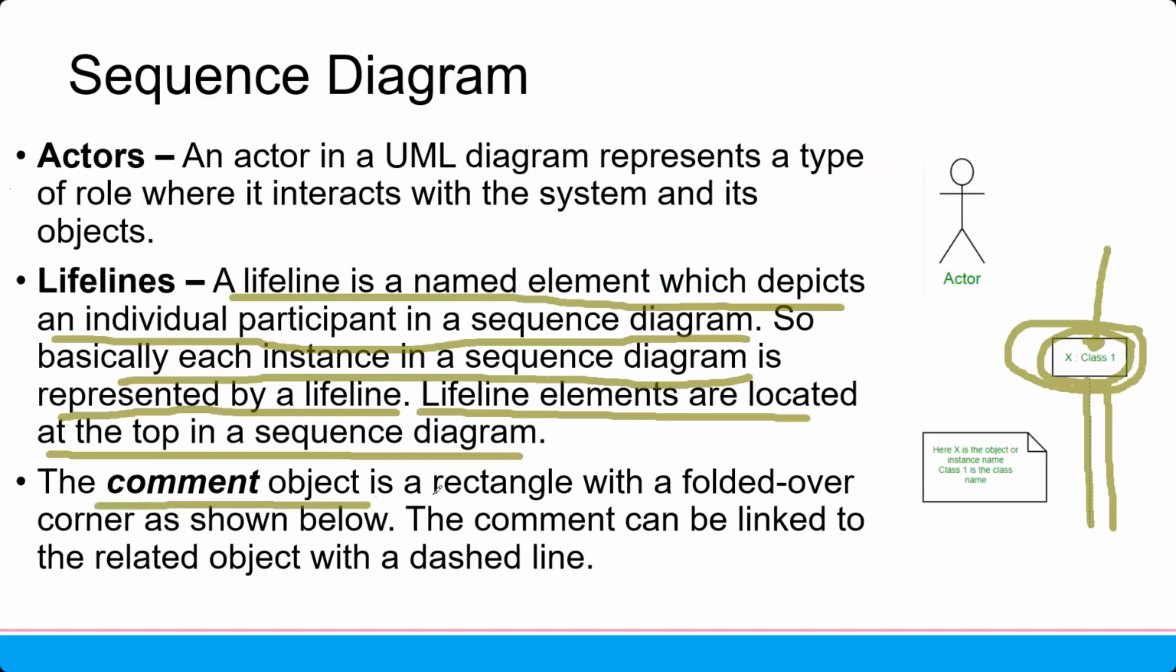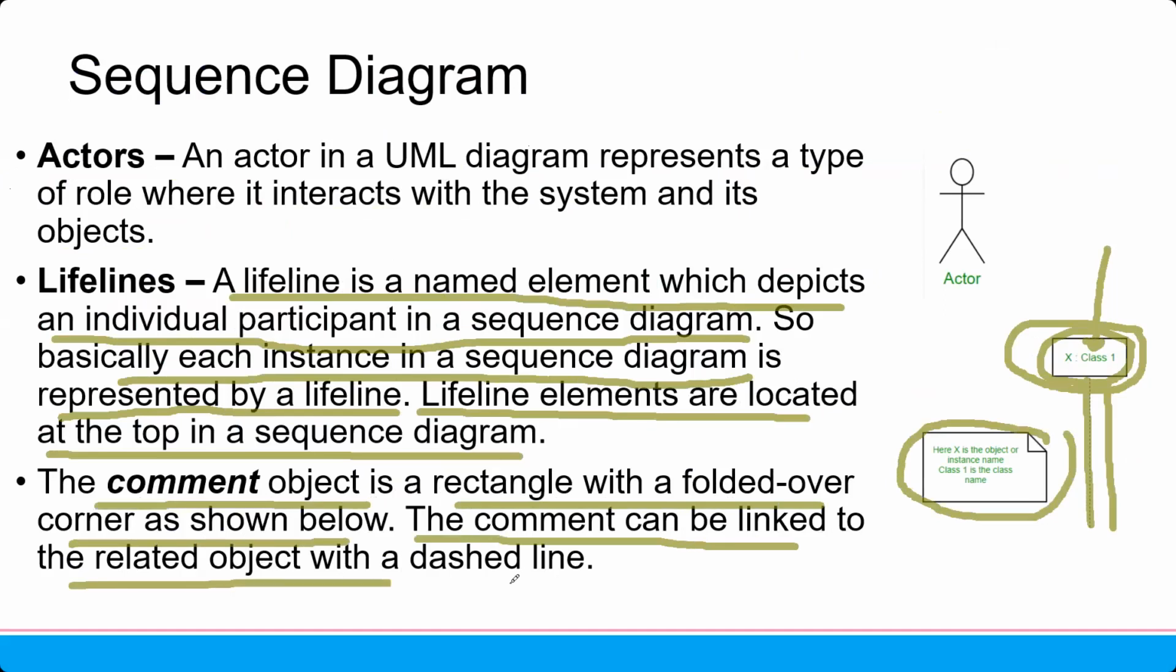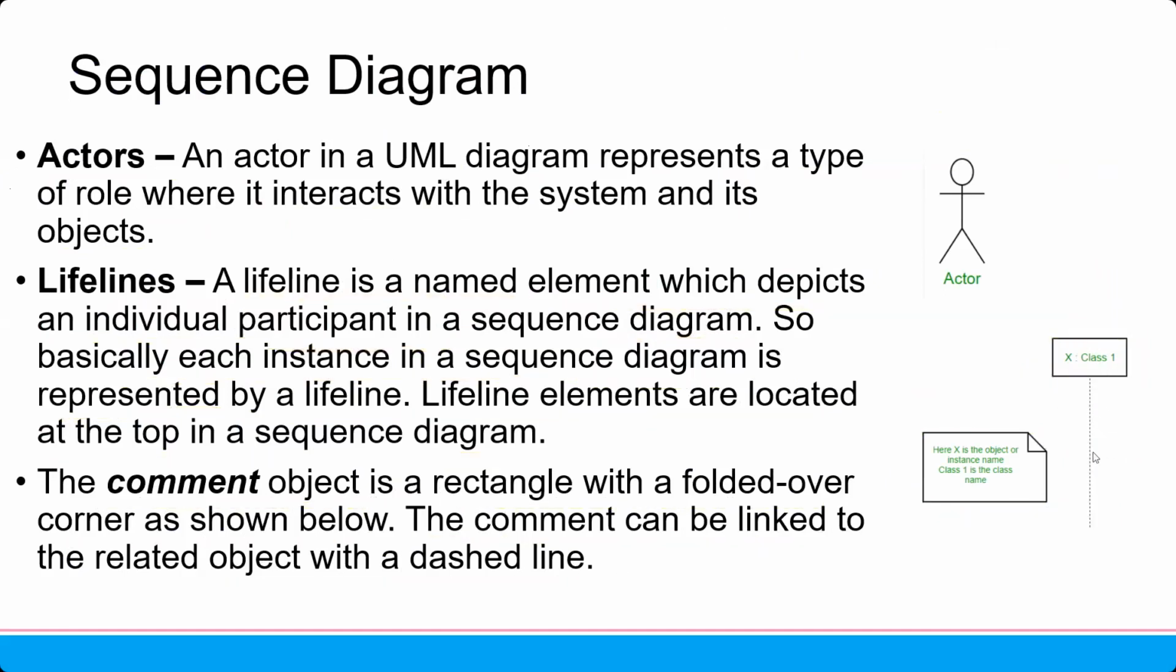And we can put a comment. Comment means something about the description. Usually we can show it like this, a rectangle with a folded-over corner as shown. So the comment can be linked to the related object with a dash line. So we have this dash line to indicate what is meant by this object and what the rules are, and so on.